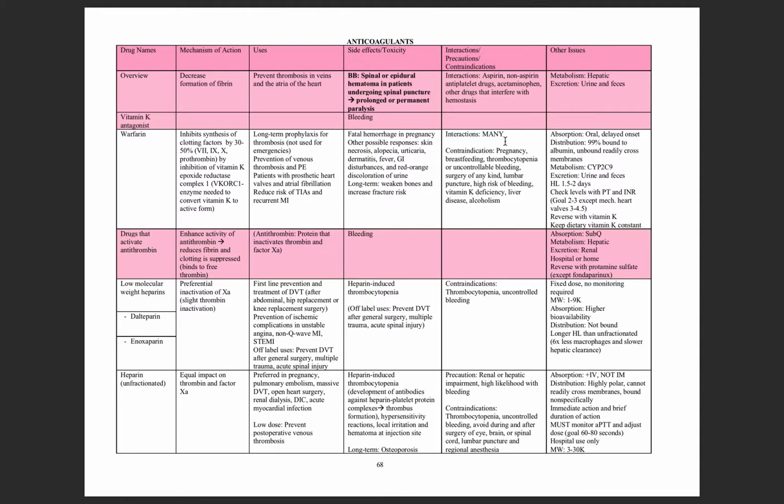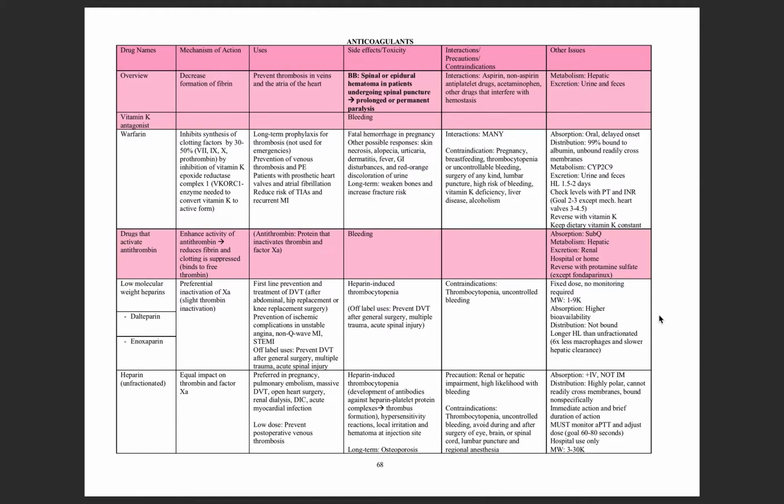Now, the contraindications for these patients: anybody with uncontrollable bleeding, high risk for bleeding, liver disease, and a vitamin K deficiency. They need to keep their dietary vitamin K constant, and because it's a vitamin K antagonist, we can reverse it with administration of vitamin K, but know that that will actually take a few days. So what you need to do is administer immediate platelets and then allow for a reversal with vitamin K in the long term. Next are drugs that activate antithrombin.